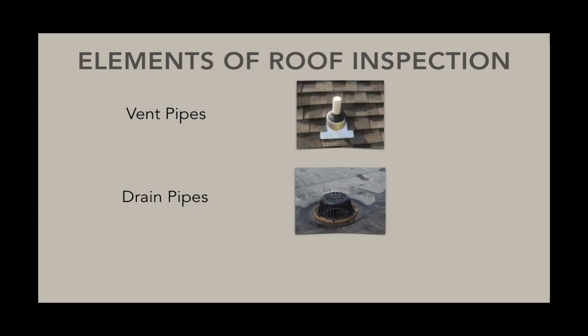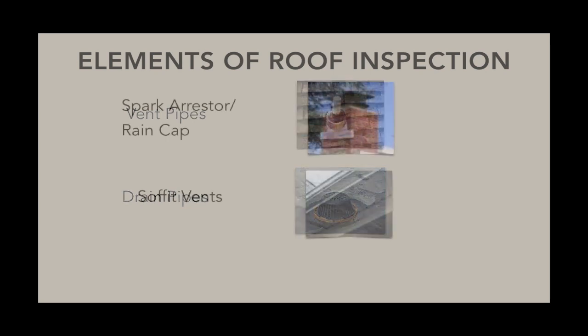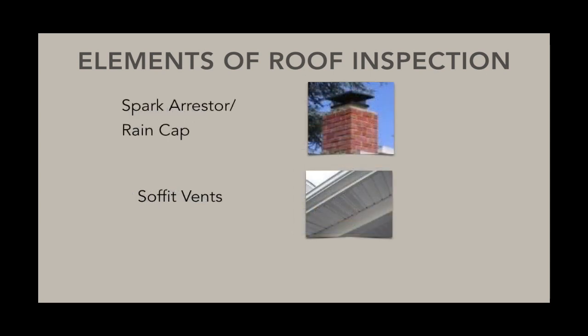Vent pipes allow gas from the waste system to exhaust to the outside. Drain pipes, found on flat roofs, redirect the rainwater from the roof to the drainage system. The spark arrestor or rain cap prevents embers rising up and landing on your roof, and shields rainwater from entering the chimney. Soffit vents are for air passage underneath the fascia boards that allow air circulation through the attic.